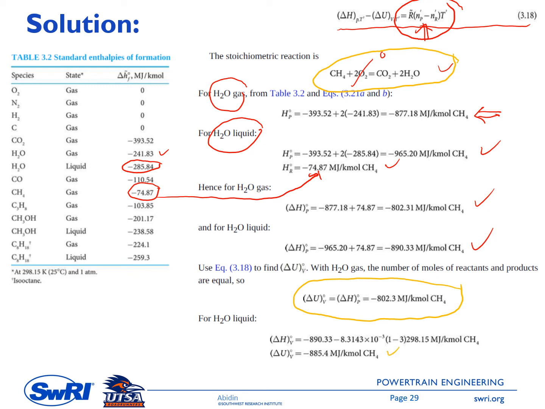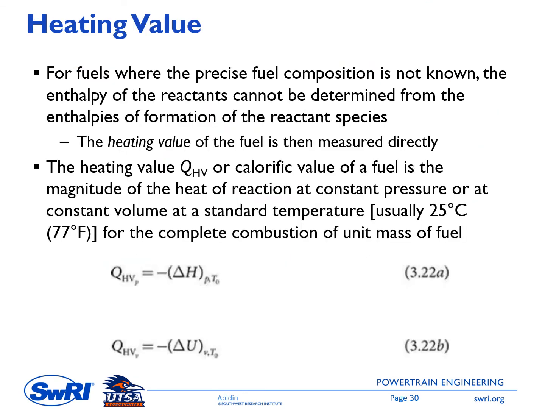So we have a delta U here of minus 885.4 megajoule per kilomole CH4. So we have used a reaction mechanism to get the lower heating value of a certain fuel.